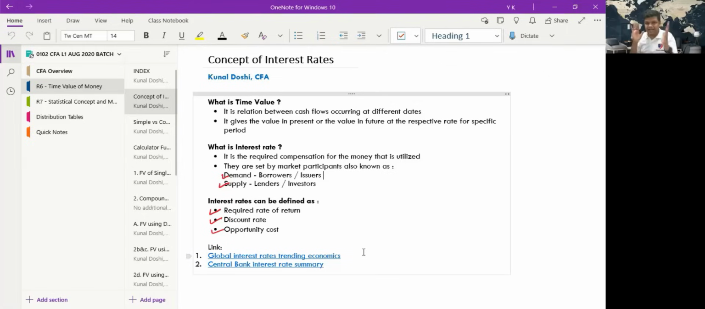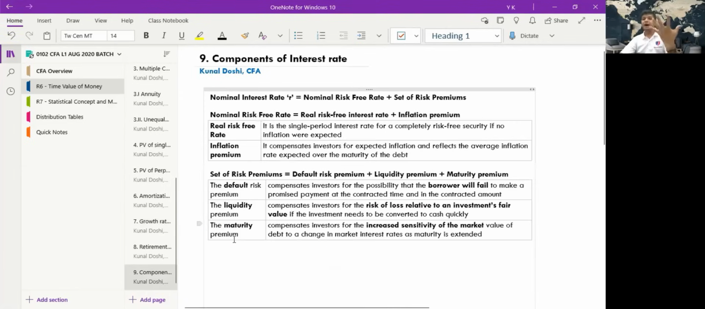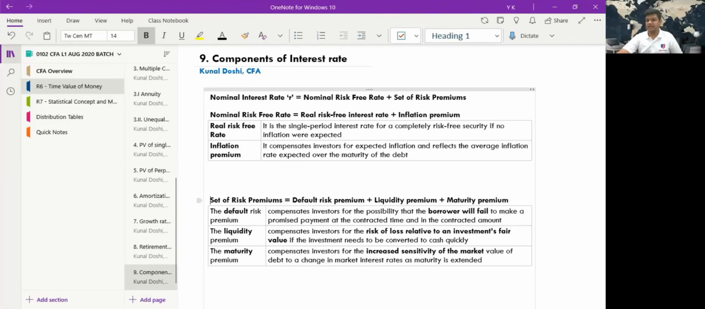So interest rate does play a very vital role, and therefore now we need to check what the interest rate is made of. That is what I call the components of interest rate. First of all, the interest rate that you see in the market is called the nominal interest rate. What is it called? Nominal interest rate, everyone. Now, this nominal interest rate is made up of 2 things.